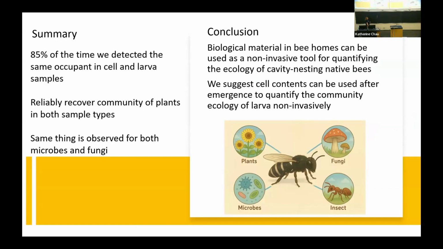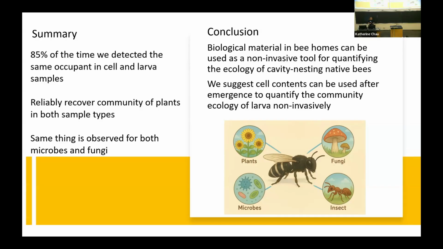Okay, so in summary, we found that 85% of the time we detected the same occupant in cell and larval samples. This seems to be a way that we can reliably recover the community of plants in both sample types. And as I said before, the same thing we're seeing for fungal and microbial communities. So this is an eDNA approach that can work on native pollinators potentially on a large scale with high efficiency.